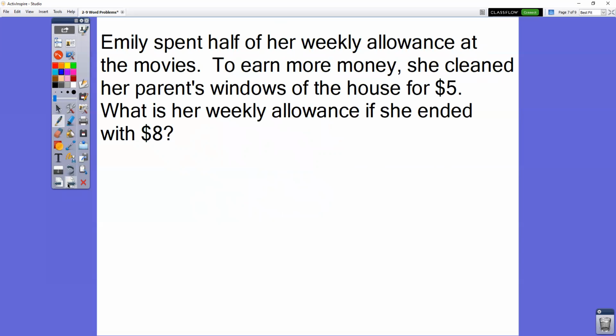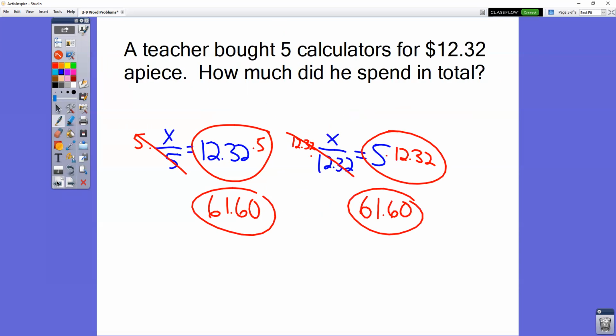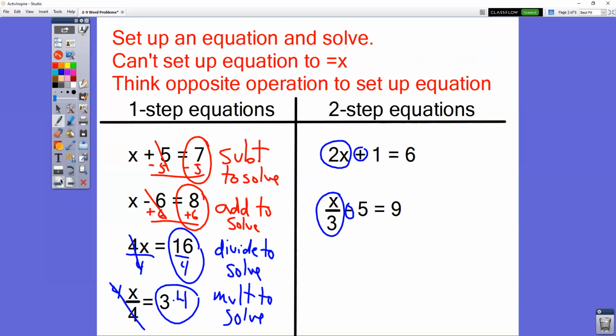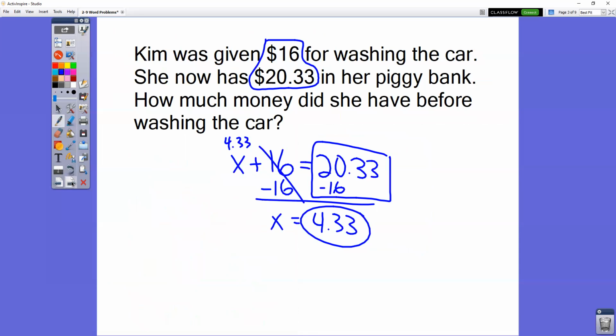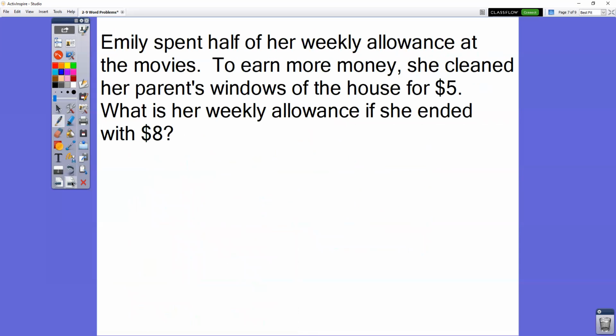Two-step equations are a little bit different. Now, remember, what we're looking at in two-step equations, we're looking to set up equations that look like this, like 2x plus 1 equals 6. That could be a plus or a minus, or else we have dividing and then plus or minus. So we're looking to set up a two-step equation in these next ones.